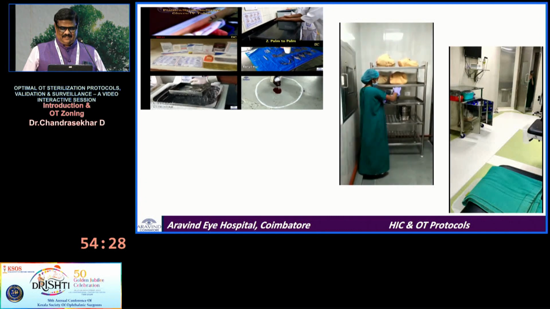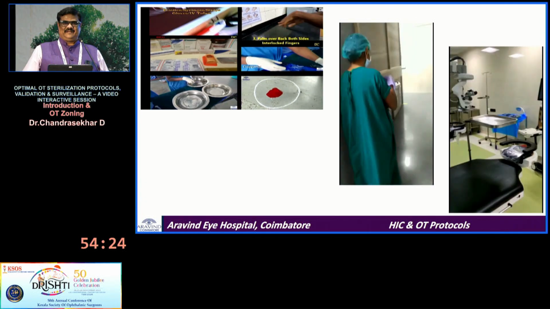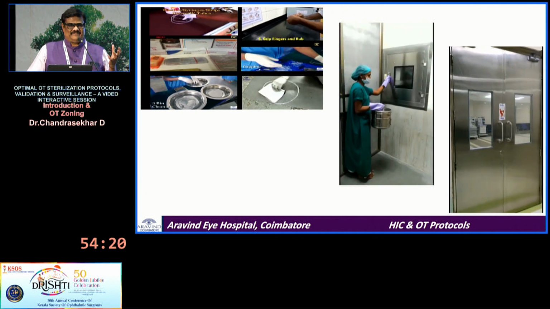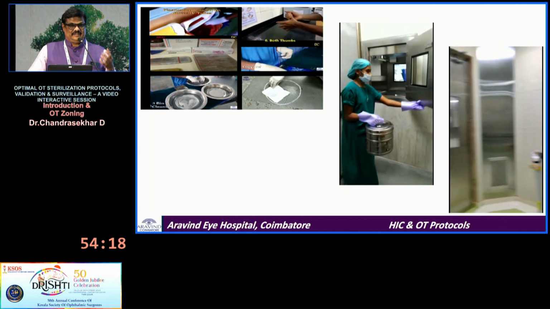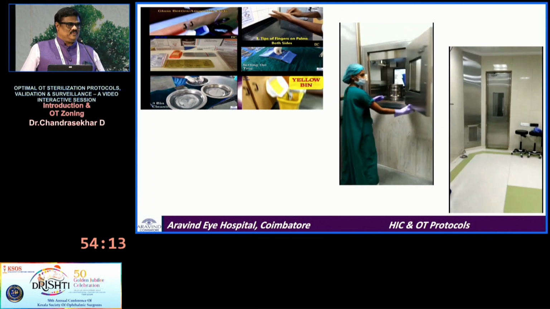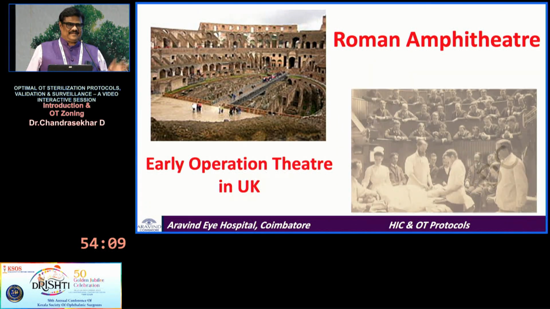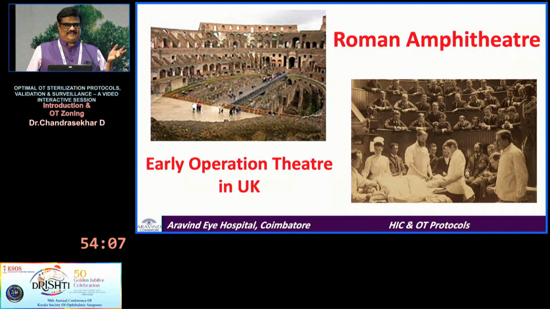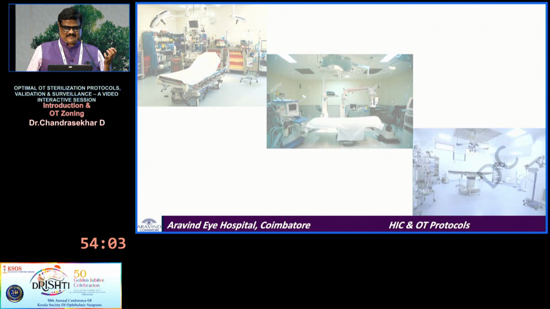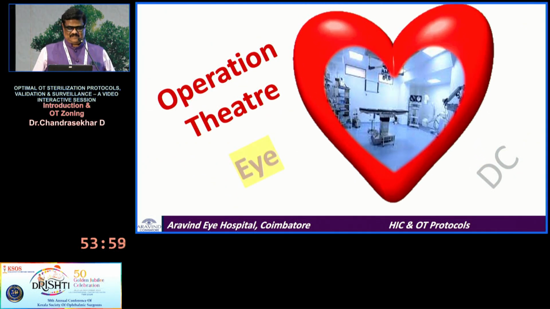So if you see here, these are the things that can happen now. There are so many things being done for infection control, like various protocols. We have unidirectional flow in the theatre. We have double doors in the theatre. All the new OTs are well equipped to prevent infection occurring. Starting from the era of amphitheatres, now we have moved on to eye theatres, which are very highly sophisticated, and the operation theatre is the heart of the eye hospital.